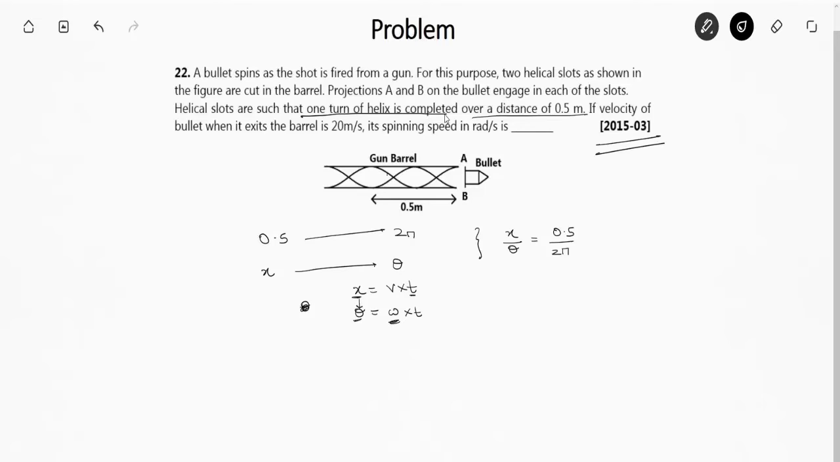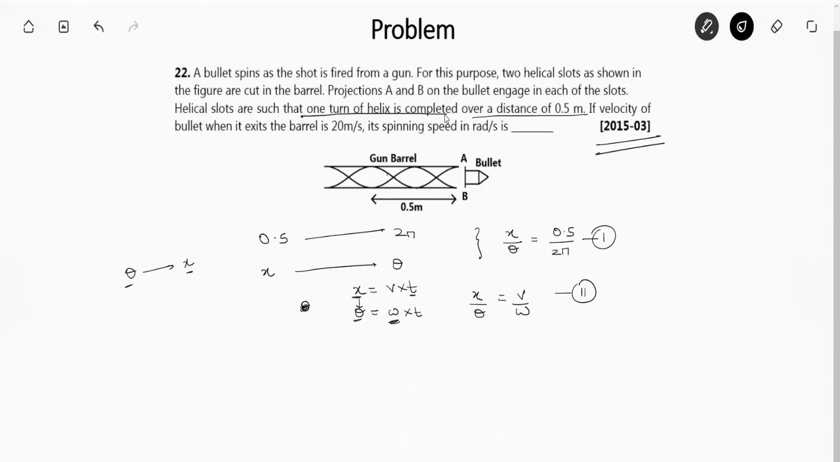If you look at the question clearly, for a particular theta it is moving a distance x. So in the same time theta is also covered and the distance is also covered. So we can write x equals some velocity into t, and theta equals some omega into the same t. So again I can write x by theta is equal to v by omega. So this is equation 1 and this is equation 2.